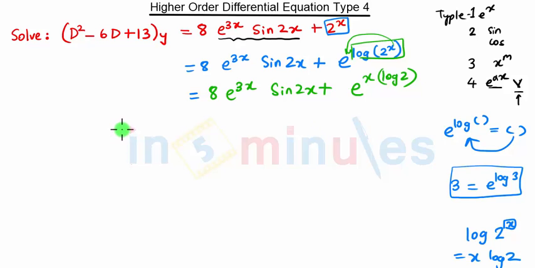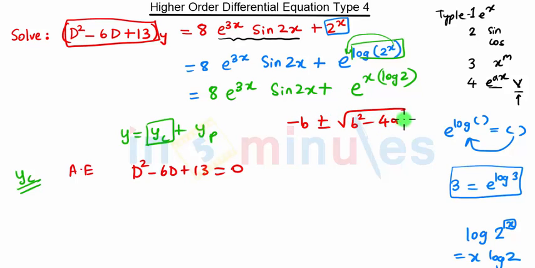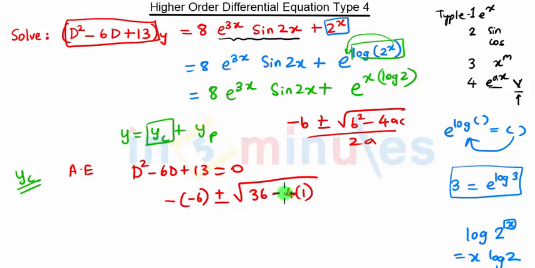So the solution of this problem is given by y equal to yc plus yp. First we will concentrate on yc. To find the value of yc, we need an auxiliary equation, and the auxiliary equation is nothing but this equal to 0. So D squared minus 6D plus 13 equal to 0. This is a quadratic equation, and the roots are given by minus b plus minus root of b squared minus 4ac upon 2a. In our case, b is minus 6, so minus into minus 6 plus minus root of 36 minus 4, a is 1 and c is 13, upon 2a.